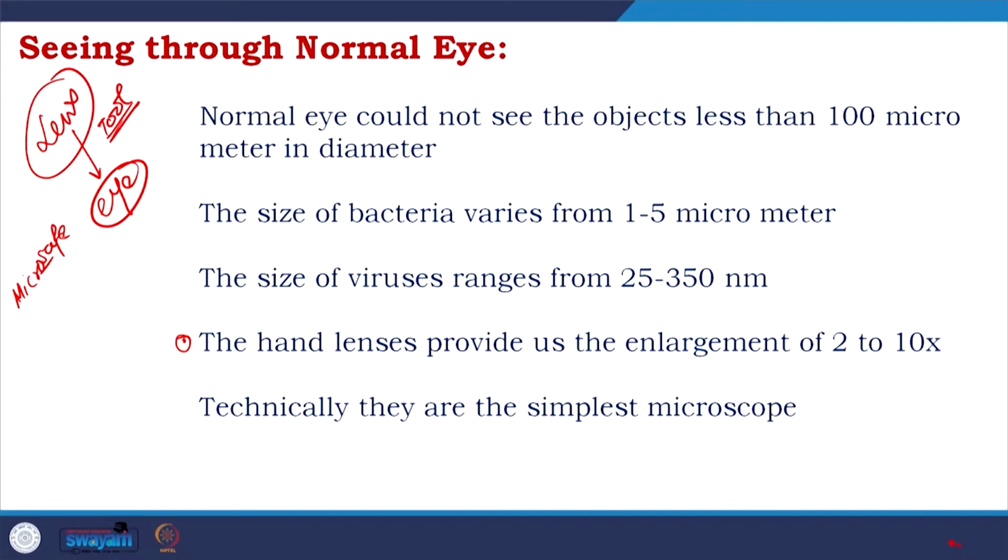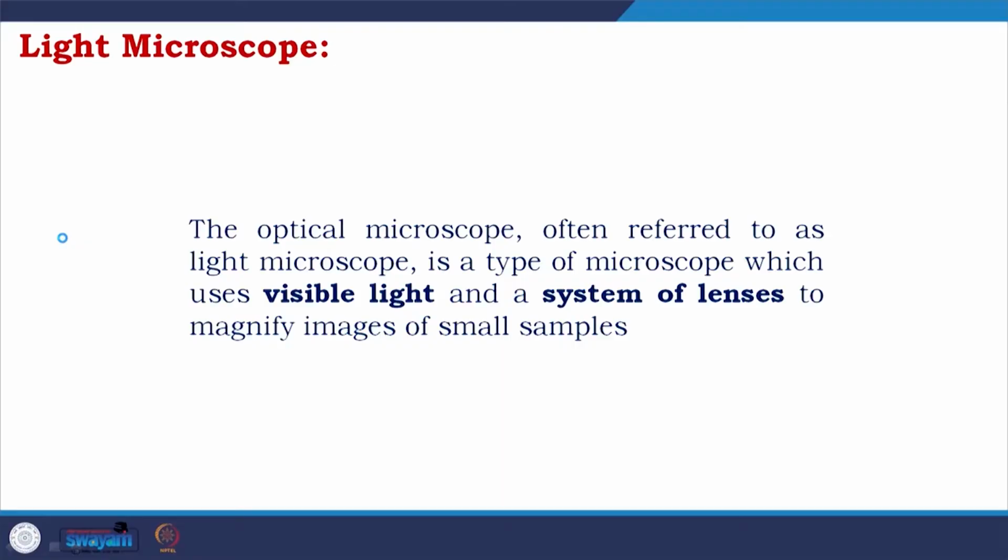I hope you understand. Your eye could see around 100 micrometer in diameter. If you have to see something less than that or something far away, you will take help of a lens, and that is called the simplest microscope. So, the simple microscope is a tool which helps magnifying or enlarging an object so that it could come in the limit of your normal eye visibility.